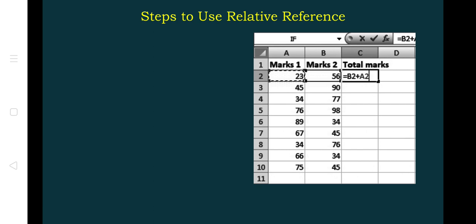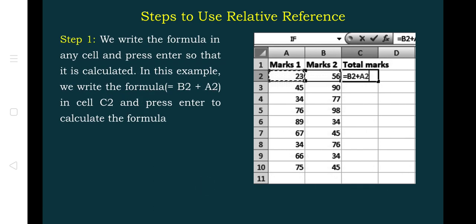So how to use the relative reference. Step 1, we write the formula in any cell and press enter so that it is calculated. In this example, we write the formula equal to B2 plus A2 in cell C2 and press enter to calculate the formula. So what does it do? The sum of A and B values is added and put in column C in the second row.